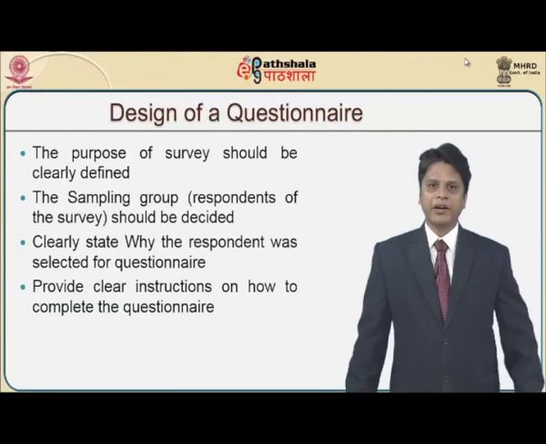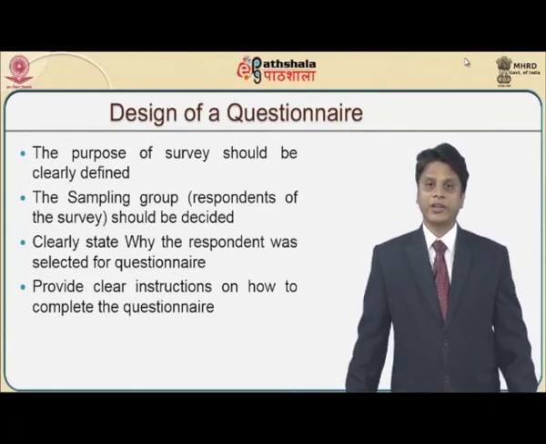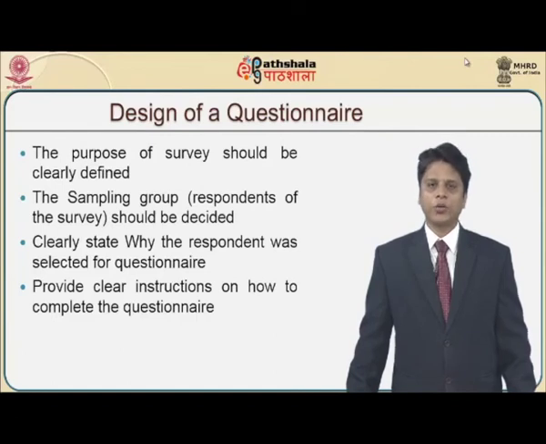So how do we prepare a questionnaire, or what is an effective design of a questionnaire? The purpose of this survey should be clearly defined. So why we need to prepare such a questionnaire, or the likelihood of needing such a questionnaire, needs to be clearly defined in the beginning.